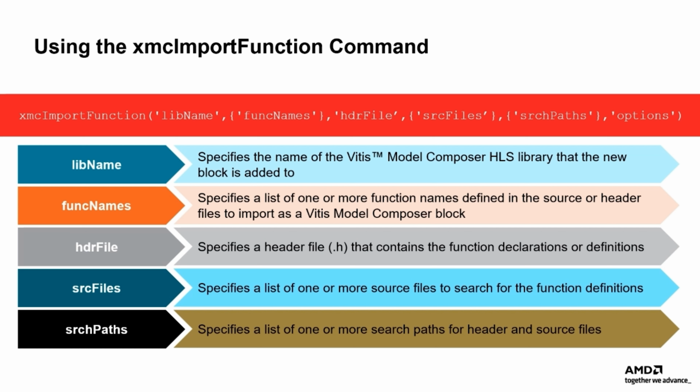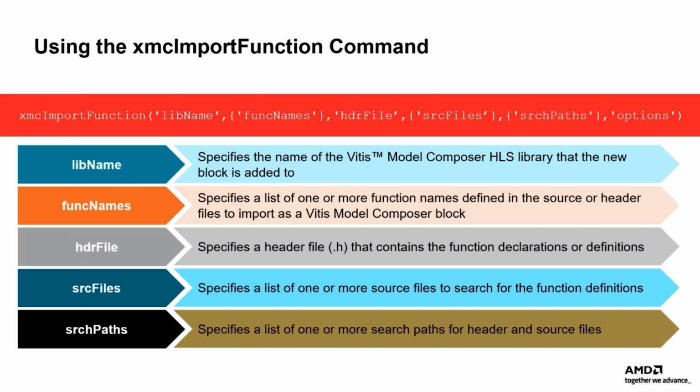Libname is a string that specifies the name of the Vitis Model Composer HLS library that the new block is added to. The library can be new and will be created, or can be an existing library. Func names specifies a list, a cell array, of one or more function names defined in the source or header files to import as a Vitis Model Composer block. An empty set imports all functions defined in the specified header file, HDR file.